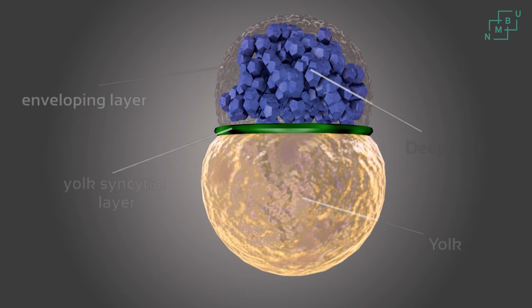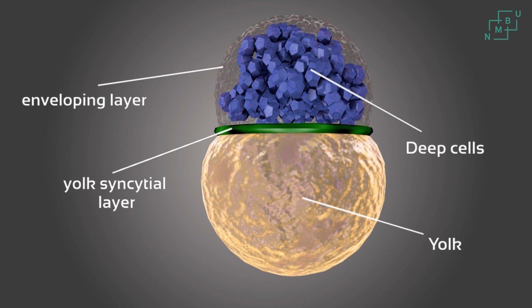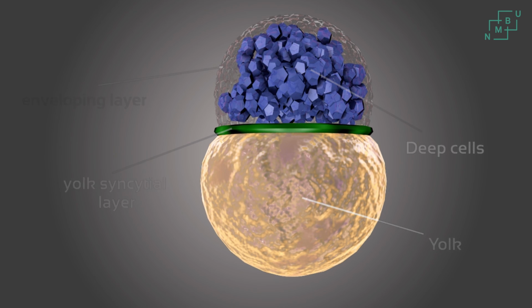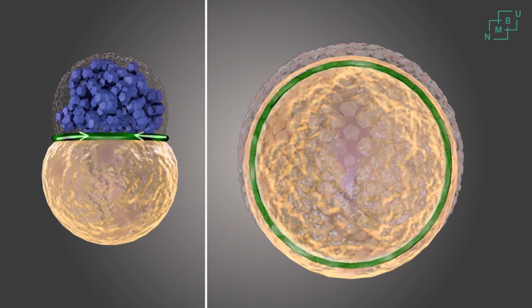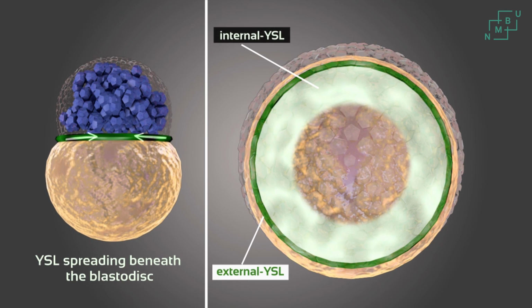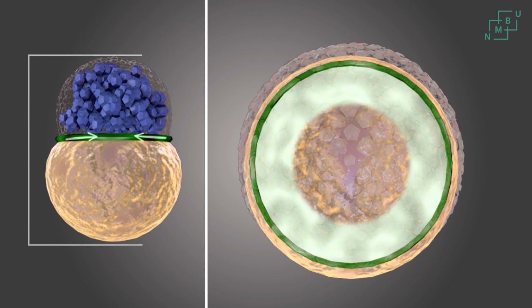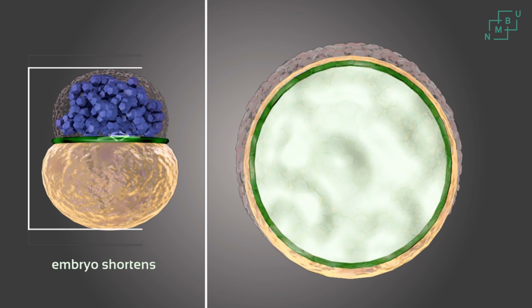At the oblong stage, the enveloping layer is a layer of thin outer cells. There are many deep cells that are motile and dividing asynchronously. The yolk syncytial layer is spreading beneath the blastodisc and moving away from the blastodisc. This has the effect of shortening the whole embryo, as the blastodisc is compressed down on the yolk cell. The yolk syncytial layer now consists of an external yolk syncytial layer, external to the blastodisc, and an internal yolk syncytial layer that is beneath the blastodisc.